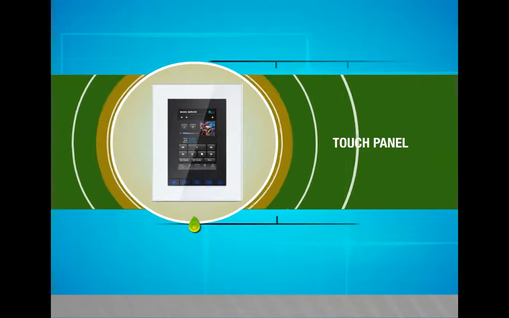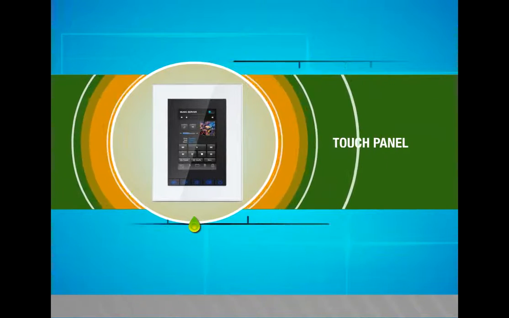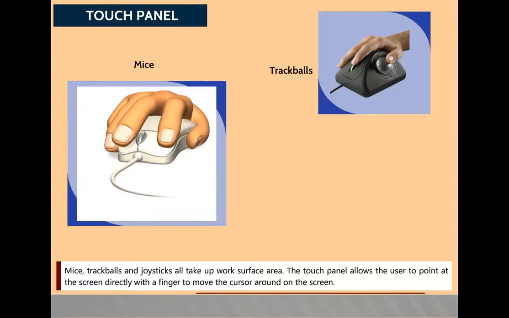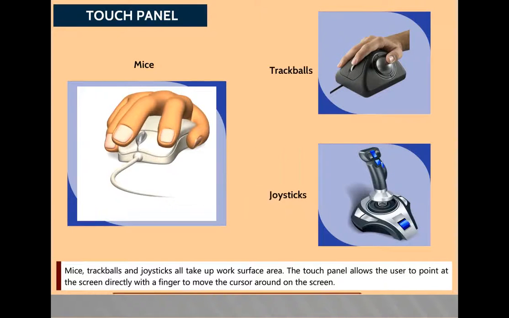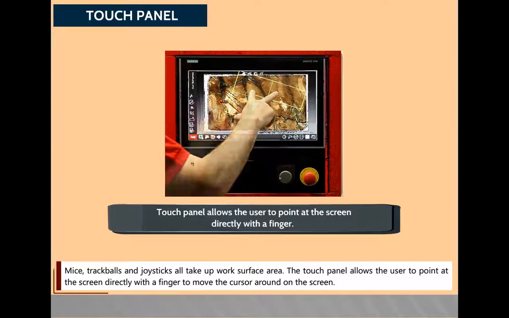Touch panel. In this video, we are going to see about touch panel. Mice, trackballs, and joysticks all take up work surface area. The touch panel allows the user to point at the screen directly with the finger to move the cursor around on the screen.